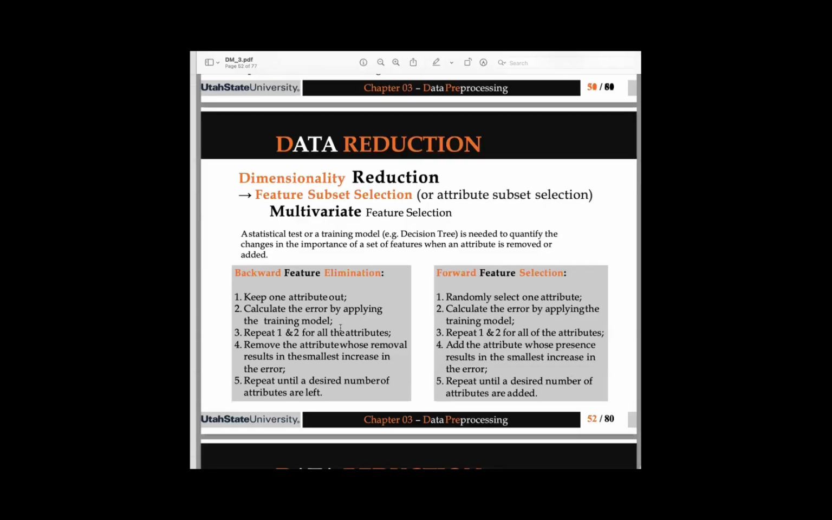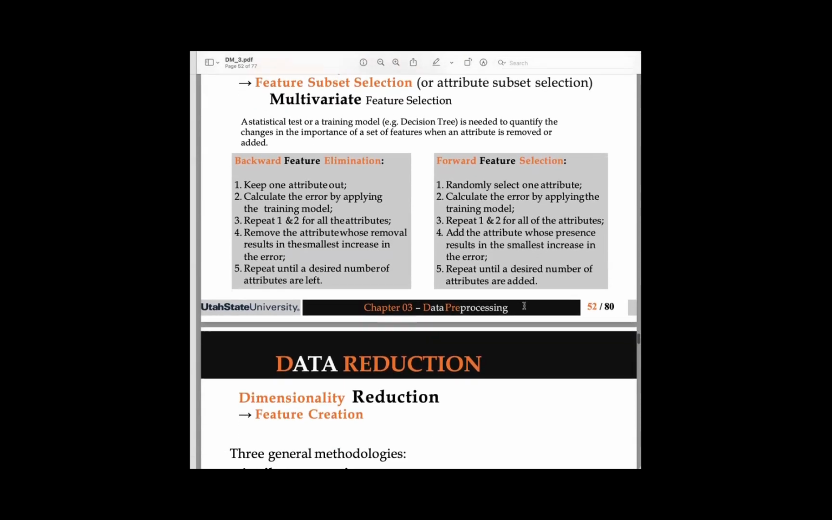Backward feature elimination is what we just discussed. Forward feature selection is the inverse process, where we train the model on one feature at a time. So I'll train the model only using F1 and see the accuracy, then only F2 and see the accuracy, and then I'll pick only the top K features which have the highest accuracies individually when trained on that particular model.